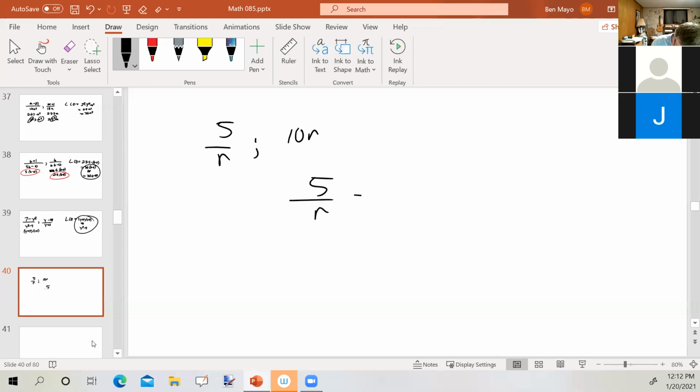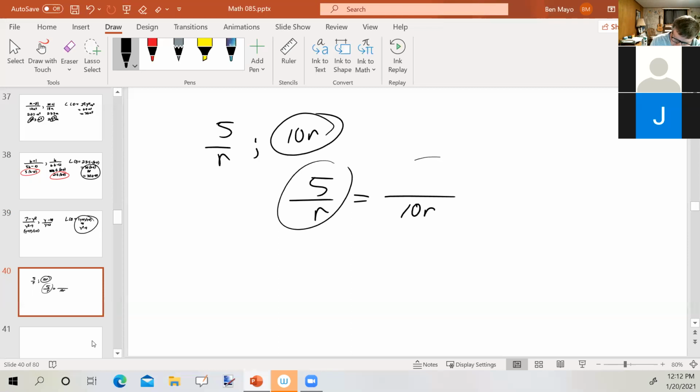Basically, what they want is that. You're going to take 5 over r and rewrite it as something over that denominator, okay? So how do we build this to look like that? Well, let's take a look at the denominator. What do I need to multiply times r to get 10r?